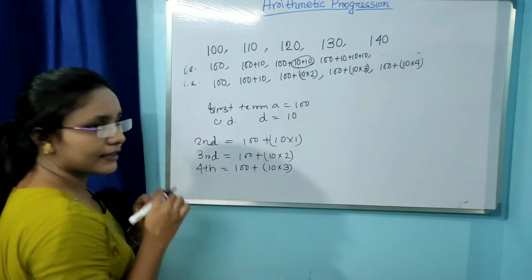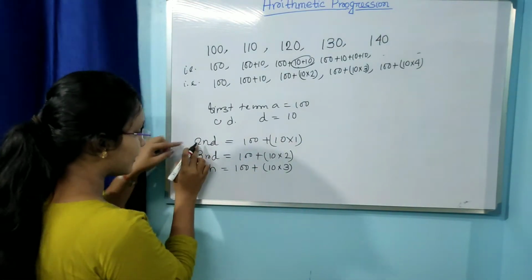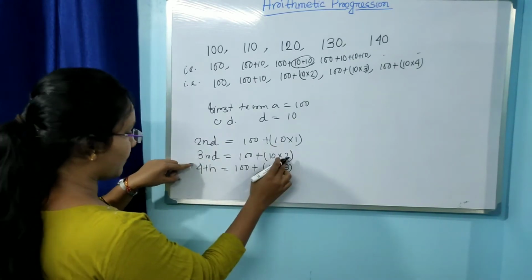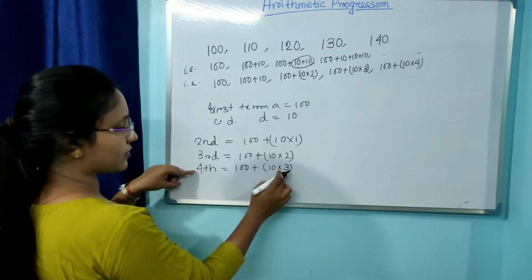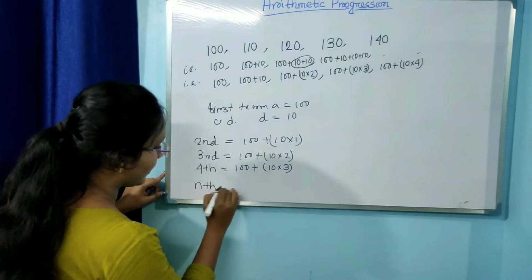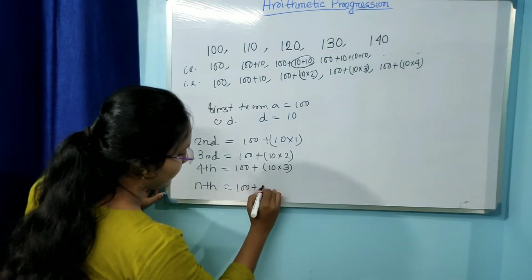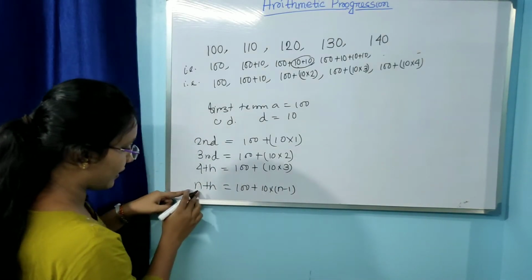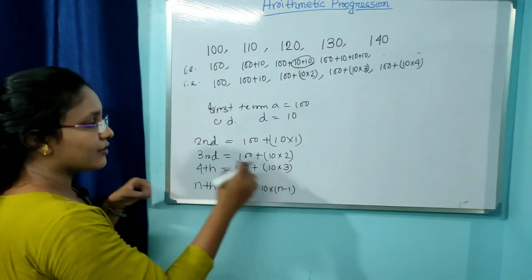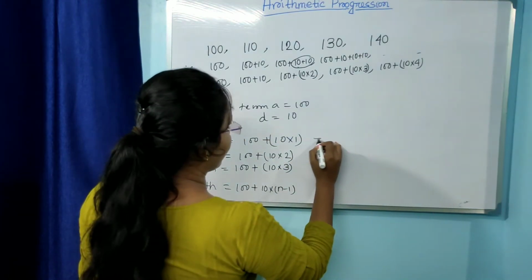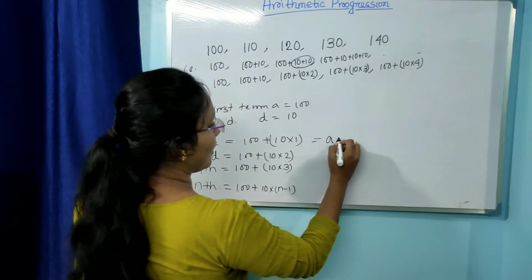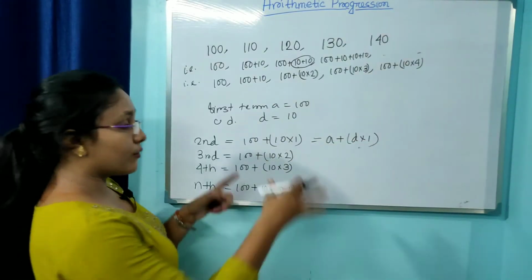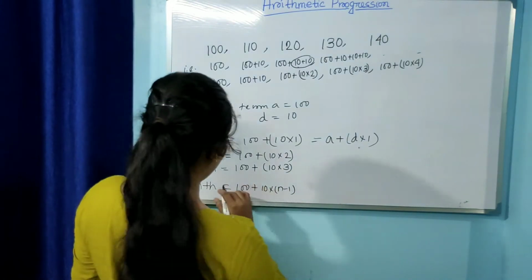So in this sequence, for the second term, there is 2, and there is 1. Here is 3, third term, there is 2. Here is 4, fourth term, there is 3. So for the nth term, it must be 100 plus 10 into n minus 1, because here 4, here 3, so for n, it will be n minus 1. So the formula is A, and 10 is the difference, that means D. So D into n minus 1. From these similarities, we can write the nth term.